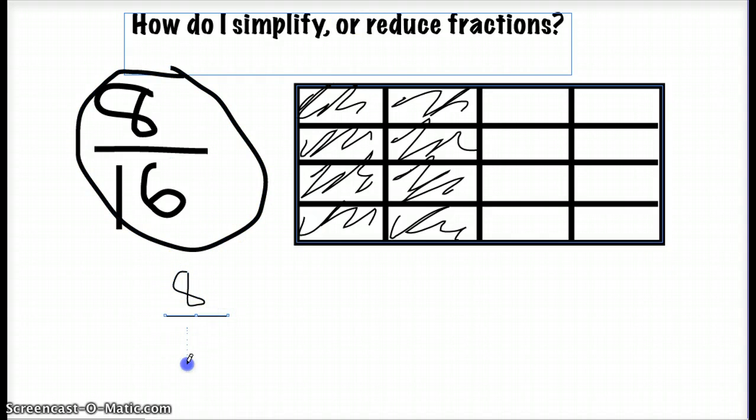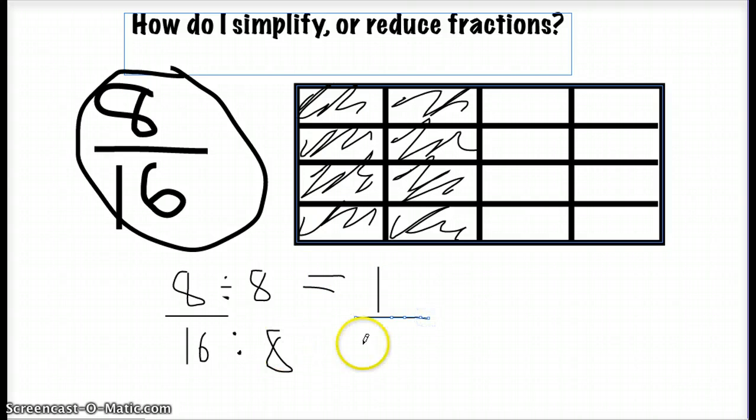So here's 8/16. And whatever I do to the top, I have to do to the bottom. So I divide 8 by 8, and I divide 16 by 8. 8 divided by 8 is 1. 16 divided by 8 is 2. To reduce 8/16, we end up with 1/2.